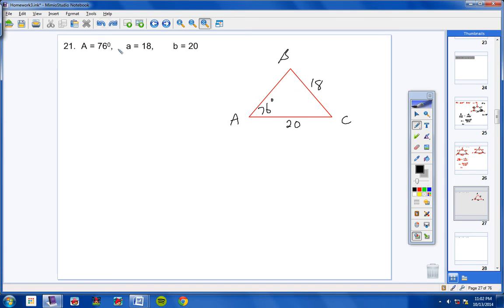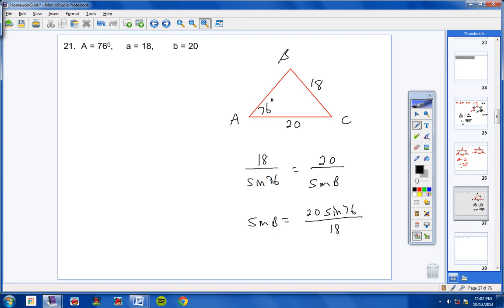Okay? So we have 18 over sine of 76 equals, and let's see, we know nothing about angle C, we know nothing about side C, so let's look at angle B. We know side B is 20, so 20 over the sine of B, and if I cross multiply and divide, I will have the sine of B equals 20 times the sine of 76 divided by 18.